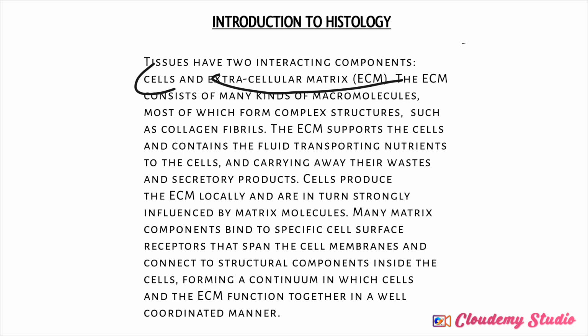Now, the extracellular matrices consist of many kinds of macromolecules, most of them forming complex structures, such as what? Such as collagen fibrils. And we'll be talking about all these collagen fibrils, fibroblasts, and other ones when we get to connective tissue. You understand? Now, if you're talking about histology, we are talking about tissue, right? Now, on this basis, we can divide tissue into what? Into four. We have four basic tissues in our body.